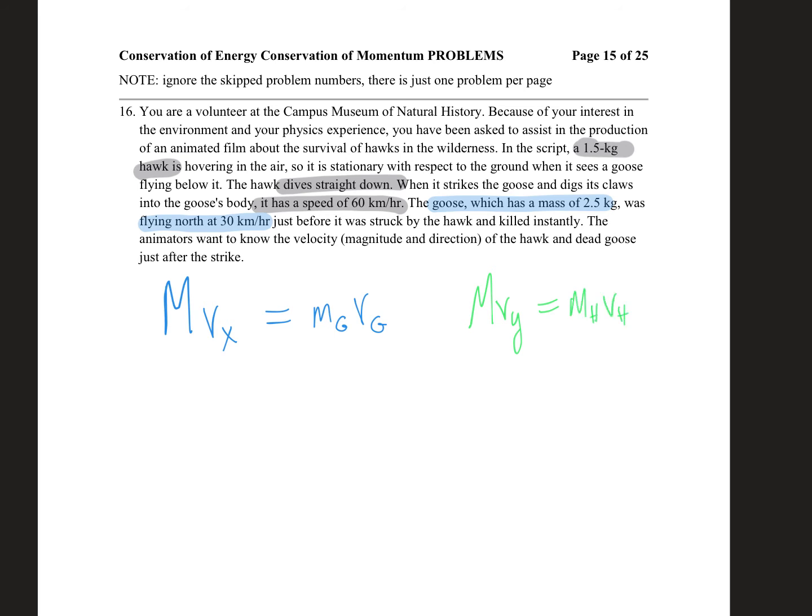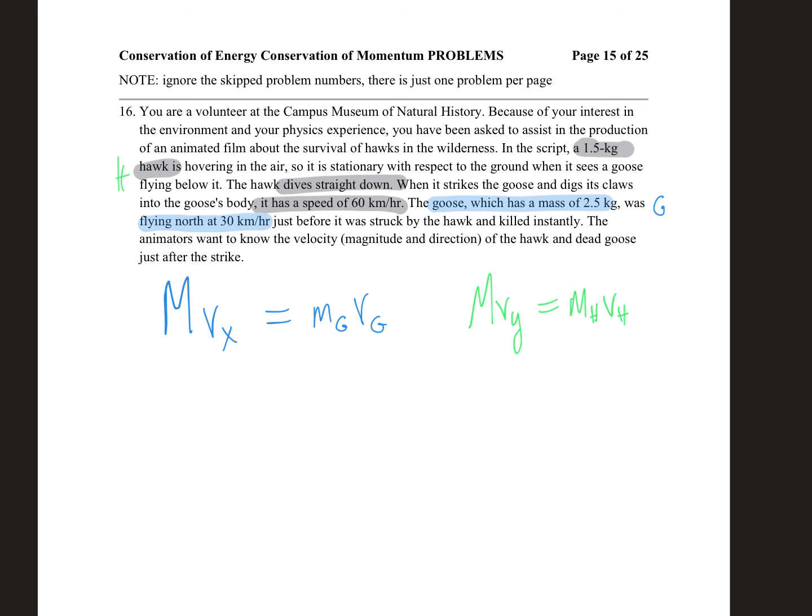So, hawk versus goose. H for hawk, G for goose. Okay. What do I mean by capital M? So I have two momentum statements, one in the x direction and one in the y direction. So I'm approaching this problem differently. There are other ways we could go about it. I just picked this one because I could.